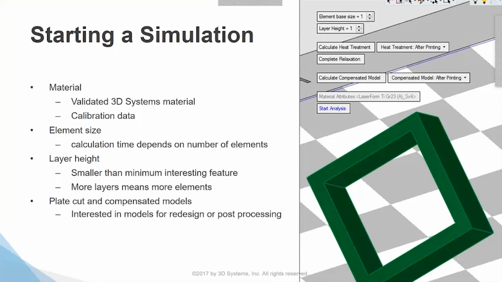And when you start a simulation, you can also choose to calculate some other models. You have some heat treatment models that are going to look at some of your residual stresses and relaxation. And then you have a compensated model that is going to give you an idea of what kind of pre-deformation you could do to the part to produce a near net shape with that given support structure.